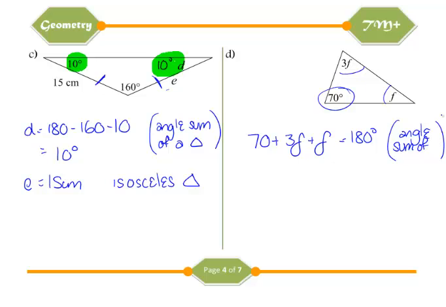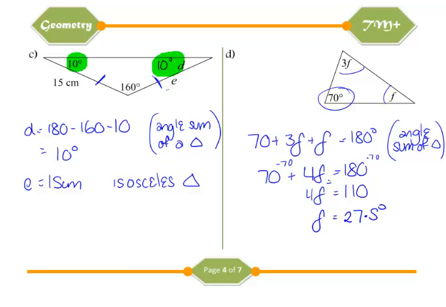Pretty bad triangle there, isn't it? Okay, so now I've got 70 plus 3f plus f is 4f equals 180. I can take 70 from both sides, so I've got 4f is 110. Divide both sides by 4. F gives me 27.5 degrees. Okay, and I'm finished with that.